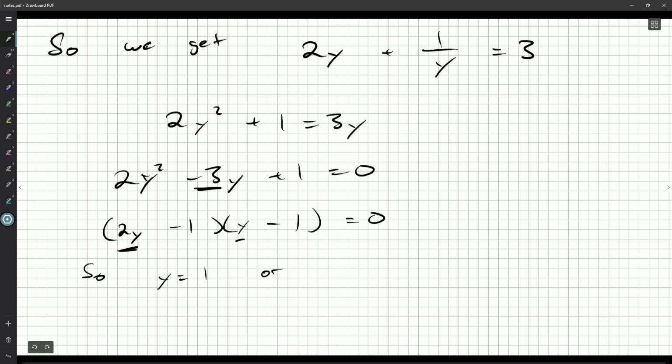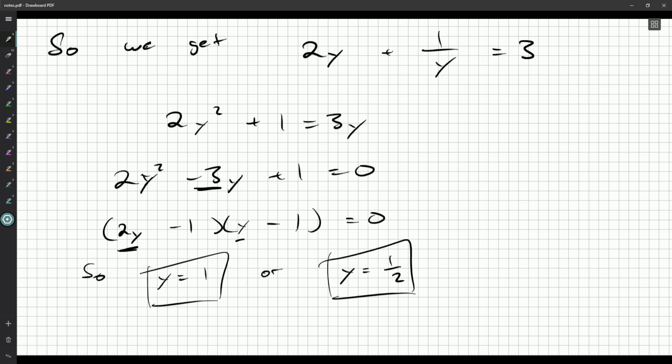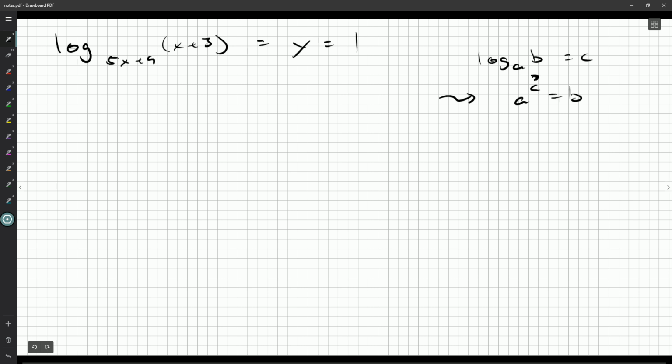So either y equals 1 or y equals a half, which is great. Except they didn't ask me for y, they asked me for x. But now I can take each of these and do something with it. So, for example, if this is y and we take y as 1, any logarithm statement, so, log b base a equals c, can always be rewritten as a to the c equals b. Logarithms ask, what thing do I have to raise a to the power of to get b back out?